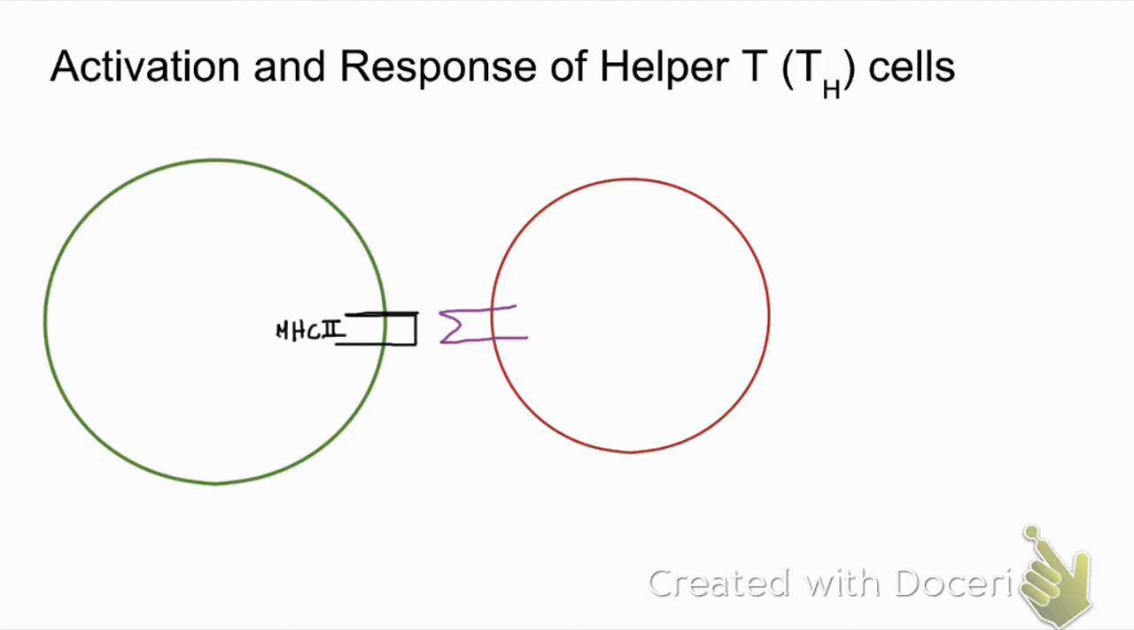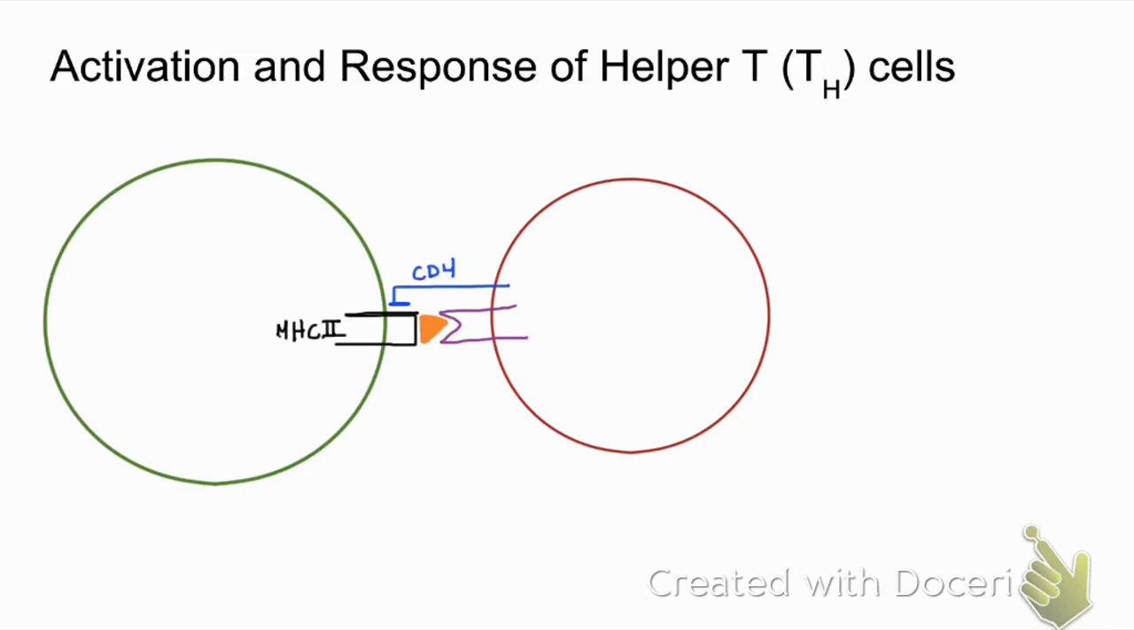Let's look at the signals that have to occur for these T helper cells to become activated. First, that T cell receptor has to recognize an epitope shown here as this orange triangle. Secondly, a CD4 co-receptor will interact directly with MHC2. So here then are 2 of the 3 signals that we need to see. CD4 interacting with MHC2 and the T cell receptor bound to an epitope. The third signal is the secretion of cytokines from the professional antigen presenting cell, which would help to activate the T helper cell.